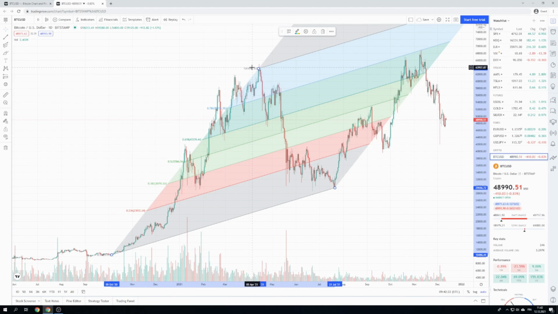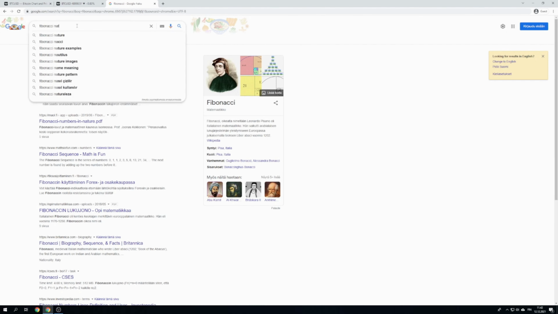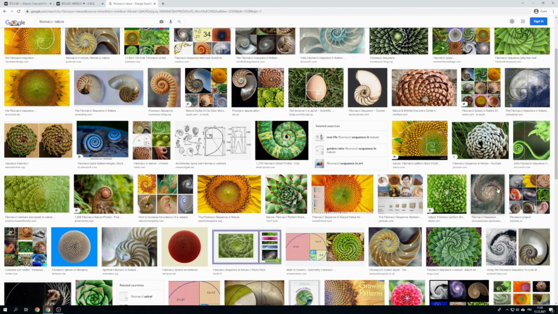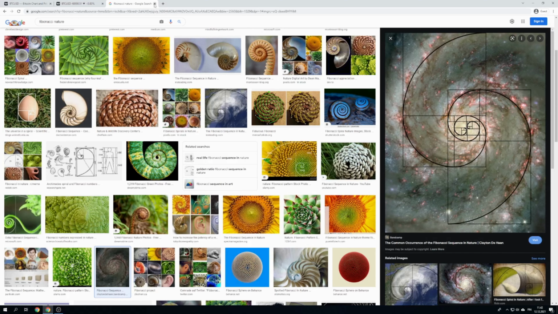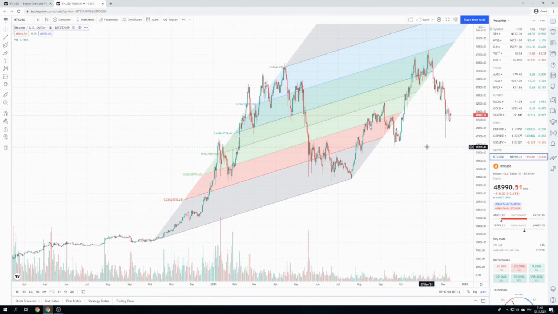If you do a Google search, you can, for example, see that if I show you Fibonacci nature, it's in all of these shells, and you can find it in flowers and everywhere, more or less. So it's been researched and found out that the markets also tend to go with these kinds of number sequences.